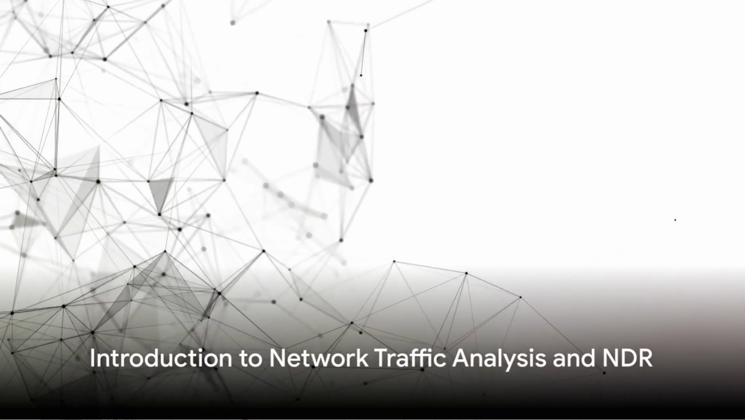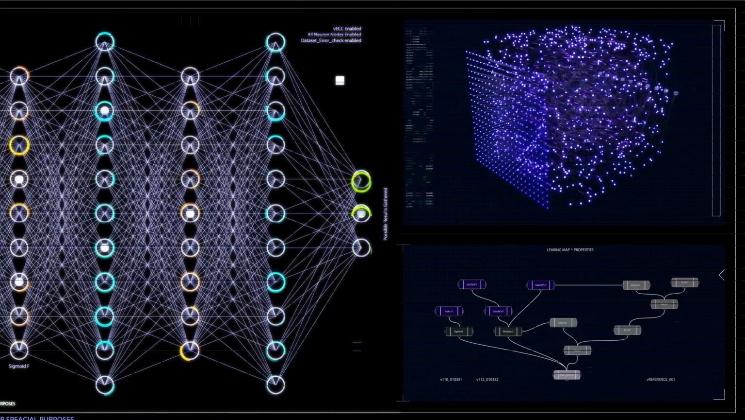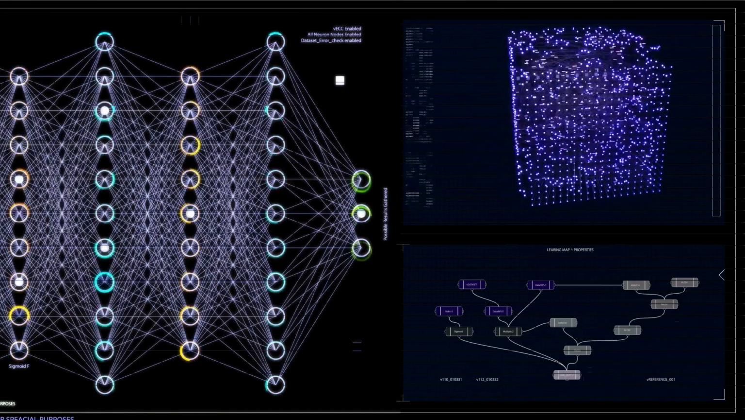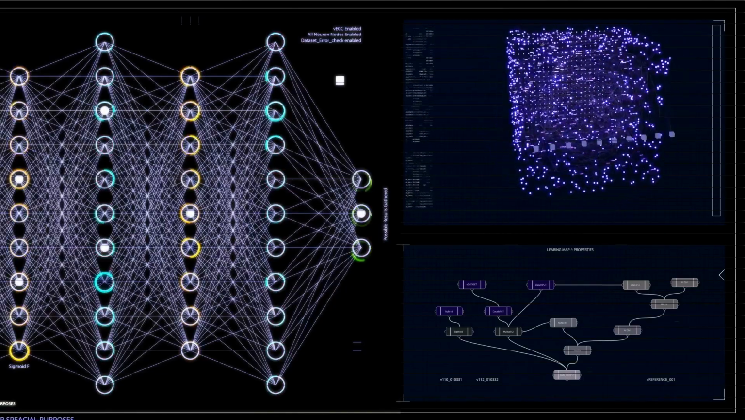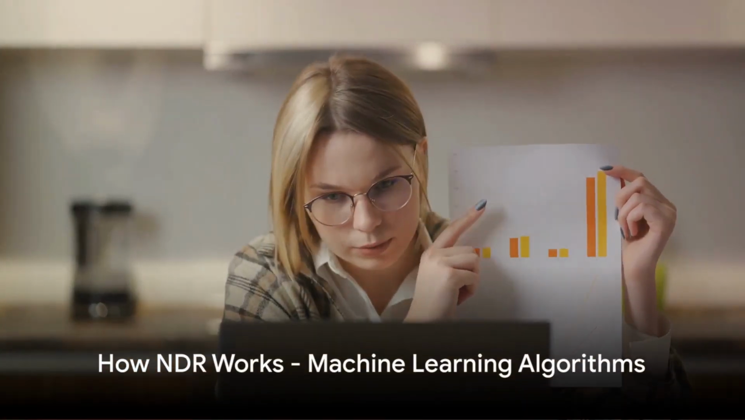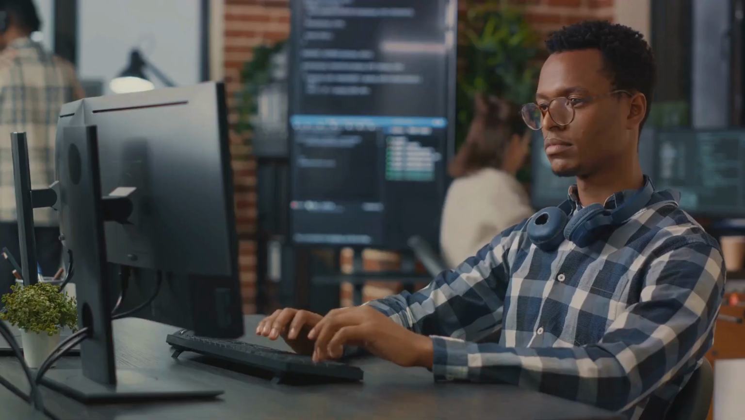Also known as network traffic analysis, NDR is a continuous surveillance system for network traffic. It's a potent blend of hardware and software solutions, employing cutting-edge technologies like machine learning and artificial intelligence to sniff out suspicious activity. So, how does NDR work? It's a blend of various mechanisms working in harmony.